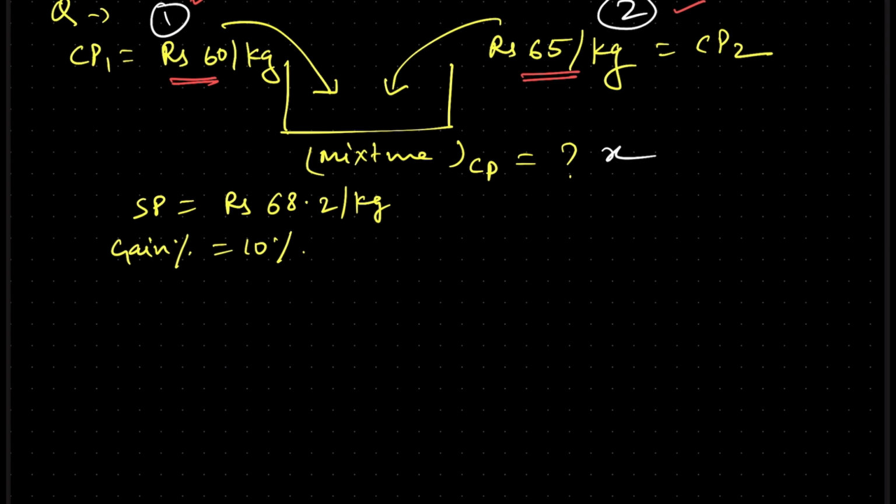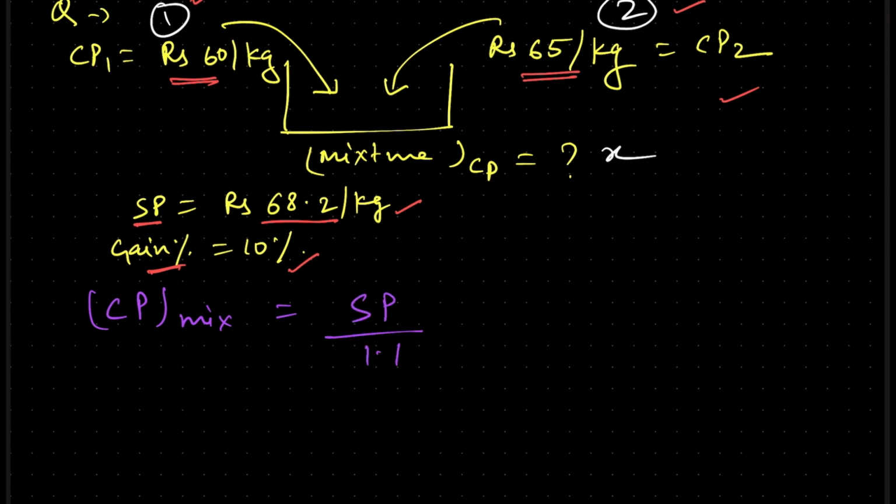So the mixture final price is not given, that you have to find out, and also the ratio in which it is mixed you have to find out. So the selling price of the mixture is given as 68.2 rupees per kg. So gain percent is given as 10%. So at first you have to find the CP of the mixture, which will be selling price divided by 1.1.